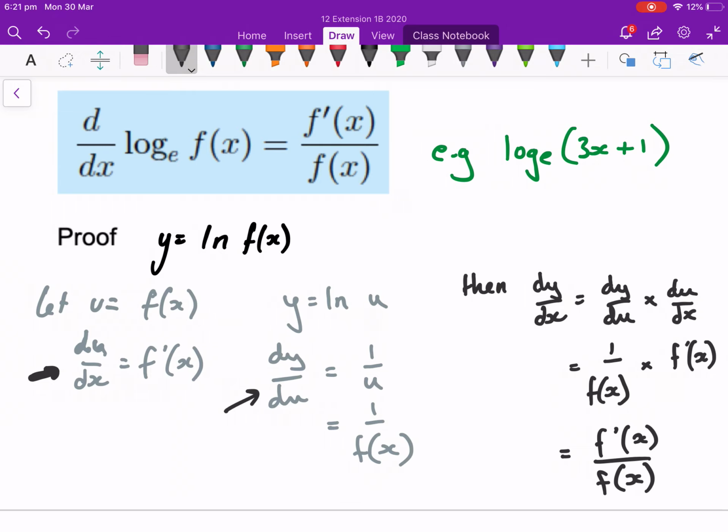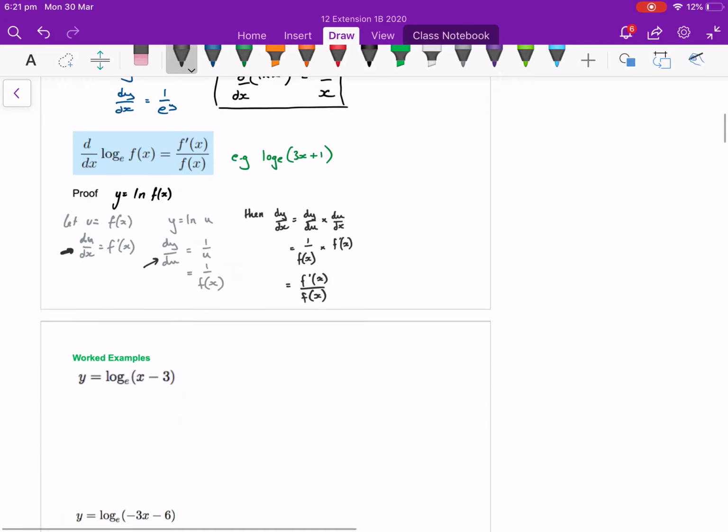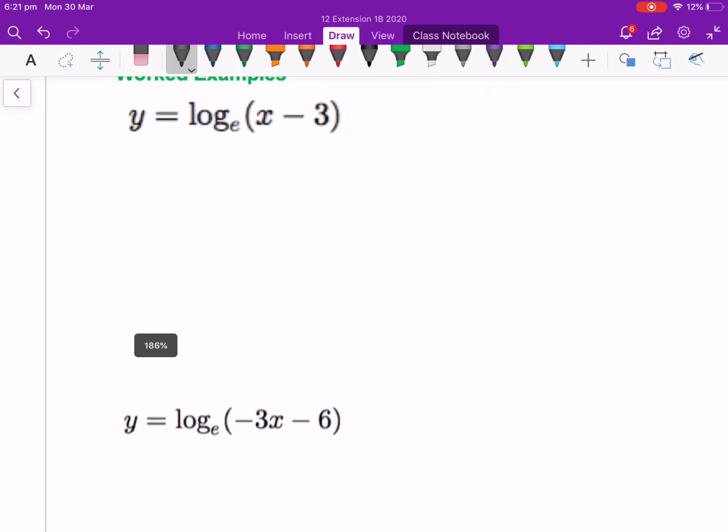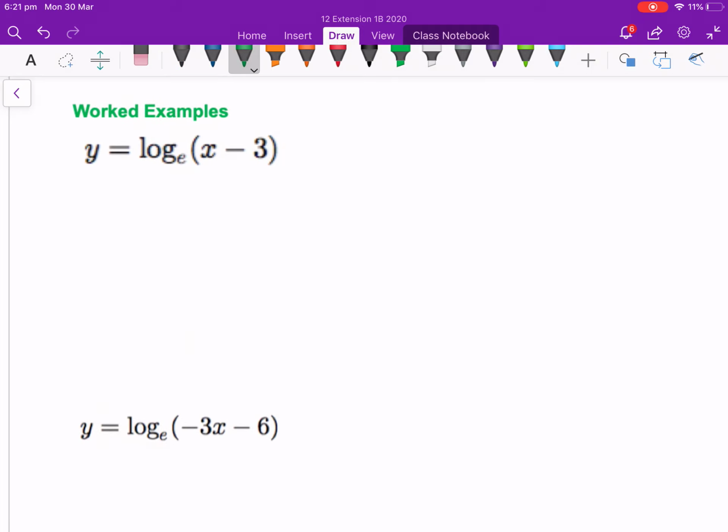So therefore, if you differentiate log to base e of f of x, that differentiates to f dash of x on f of x. And what we're going to do now is look at a few worked examples of this and what it actually looks like. Starting off with our worked example here, you can see that it's not just a single x, it's not log e of x, it's log e of x minus 3. So just a reminder of what this looks like.